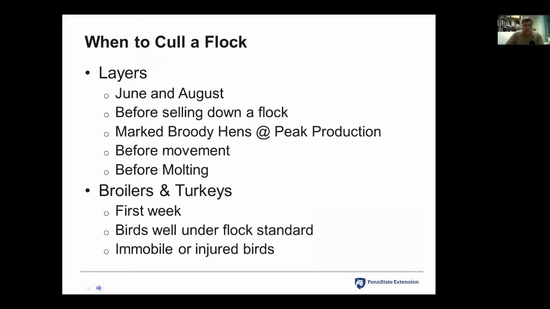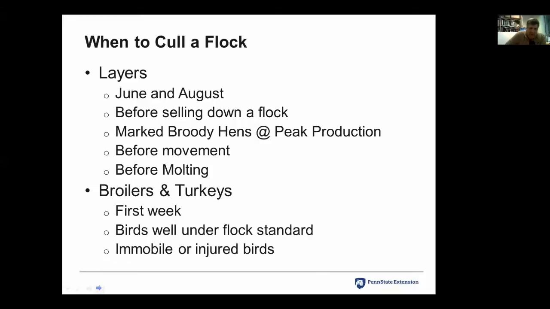So when to cull a flock? With layers, it's best to cull around June and August. Now, the reason why I say that is usually in-season flocks are peaking around June, and you would assume that if they are truly peaking and you have 90% production, for example, most of the birds should be showing signs of production. If you have a bird that looks broody or out of production at this point in time, chances are there's something wrong with that bird, that the bird will not be returning back into production.